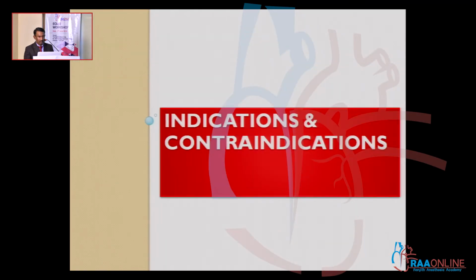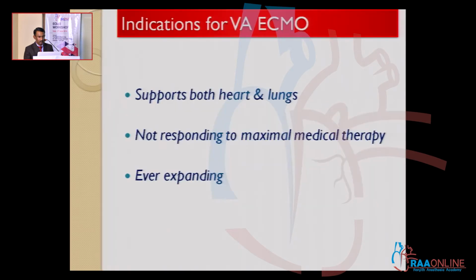So let us look at the indications and contraindications for each type of ECMO. The indication for veno-arterial ECMO, as we have seen, is that it supports both the heart and lung. The option of ECMO, whether it is veno-arterial or veno-venous, has to be considered only if we are not able to manage, or if the patient is not responding to the maximum possible medical therapy. Because this is an invasive mechanical circulatory support, this option should be used only if you are not able to achieve satisfactory circulation in spite of your maximal medical therapy.